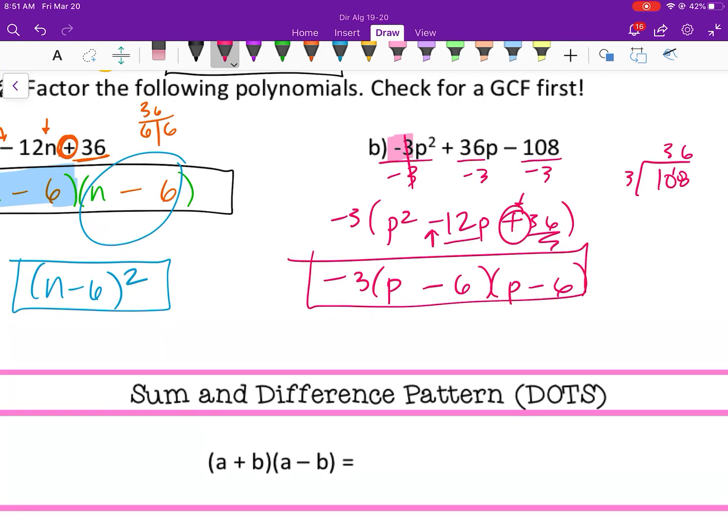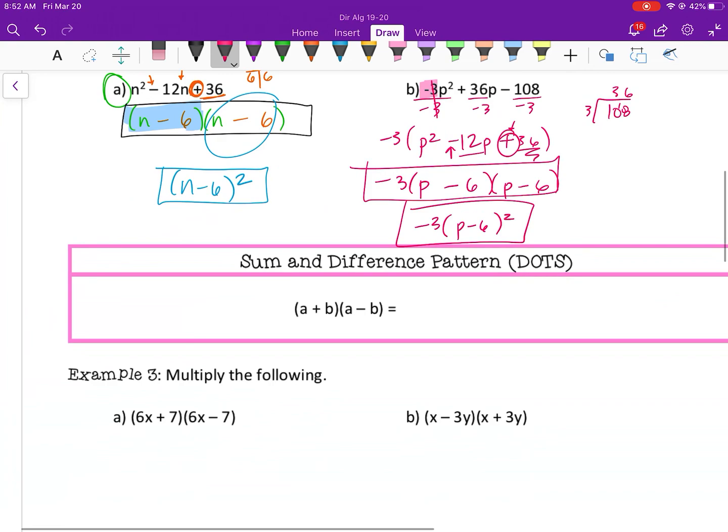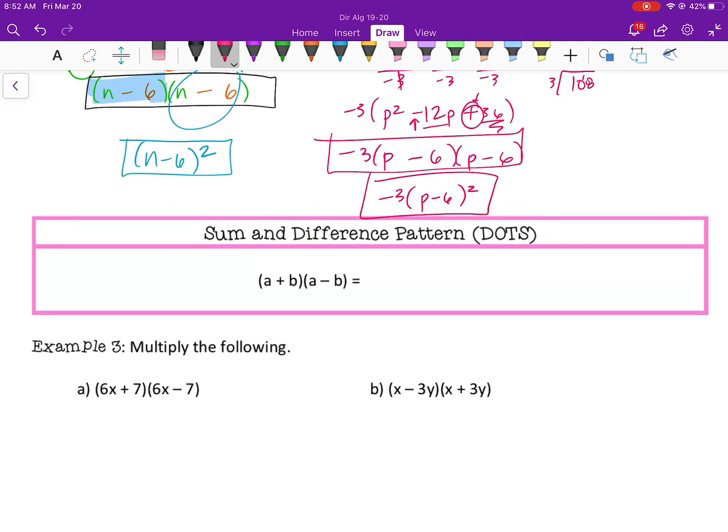So again, leave it here if you would like. Or, how else can we rewrite it? Negative 3 times p minus 6 squared is going to be our other option.